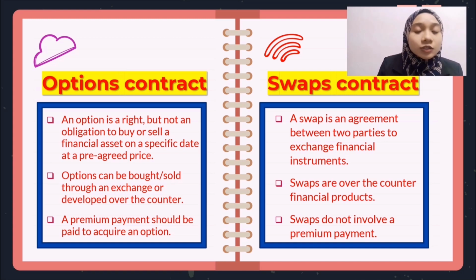For the swap contract, it is an agreement between two parties to exchange financial instruments. Secondly, for the option contract, options can be bought or sold through an exchange or traded over the counter. While for the swap contracts, they are over-the-counter financial products. Lastly, for the option contract, a premium payment should be paid to acquire an option. While for the swap contract, swaps do not involve premium payments.